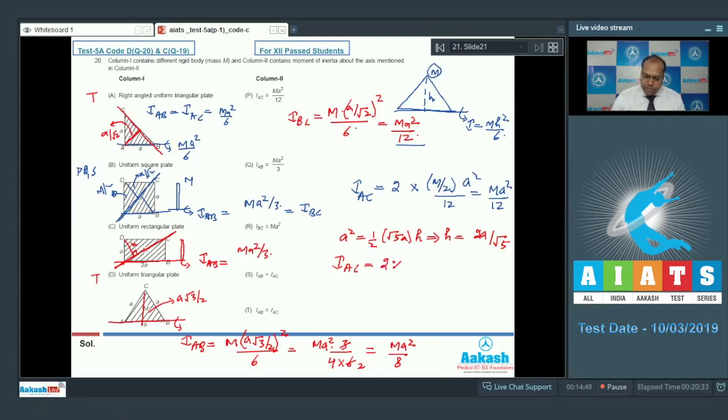Now the moment of inertia about AC can be written as 2 times mh square by 6. The value of m is m by 2, and the value of h is 2a by root 5, whole square, by 6. On further solving, it comes out to be 2 by 15 of ma square. So the correct matching will be Q and S. So for question number 20, the correct matching for entry A is T, for entry B it is PQS, for entry C it is QS, and for entry D it is T.